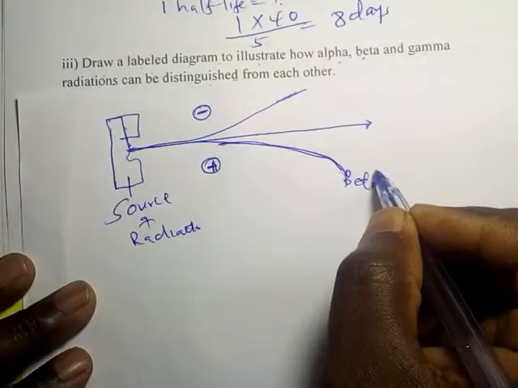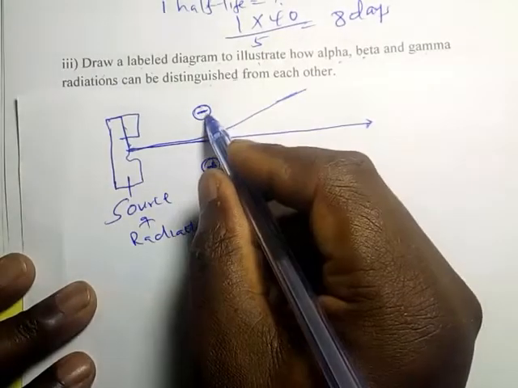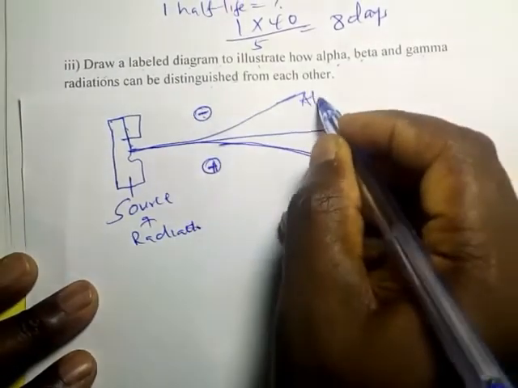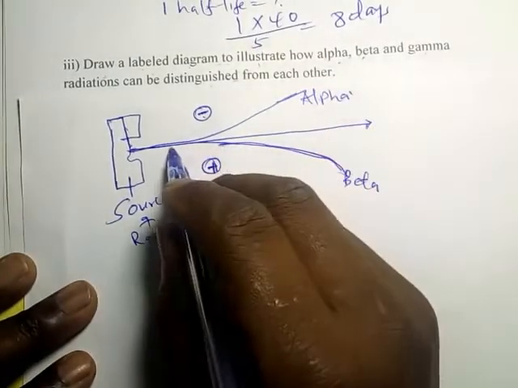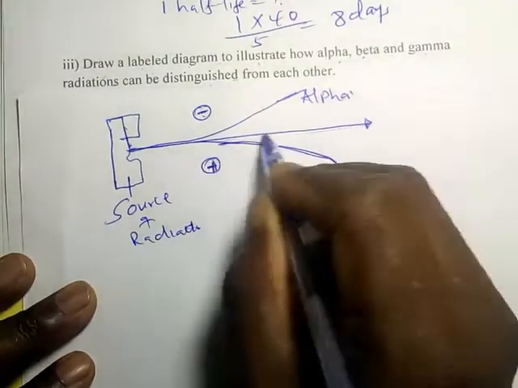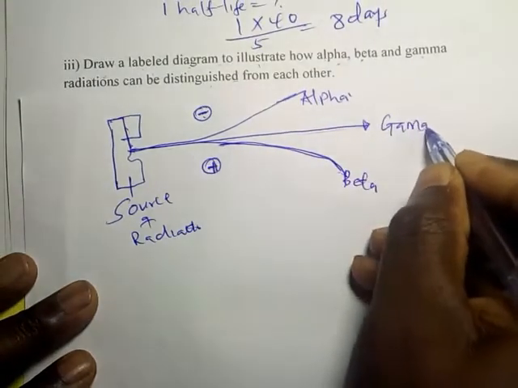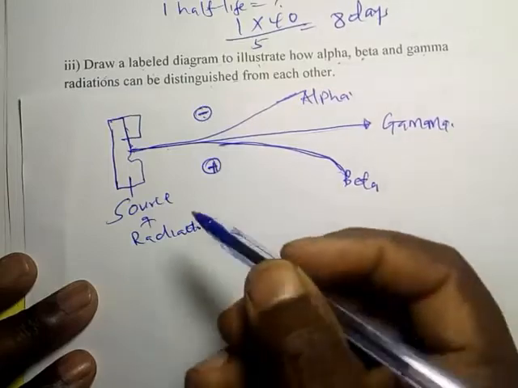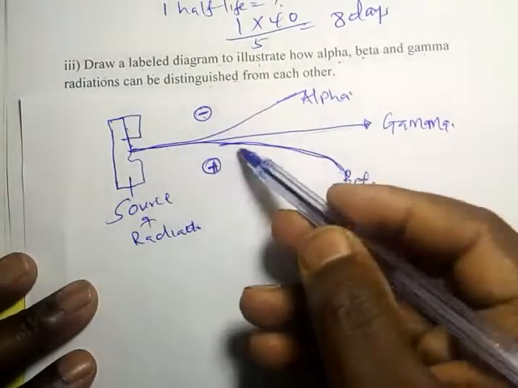Alpha is positively charged. It will be deflected towards the negative, and that is alpha. Gamma does not have any charge, so it will just go straight, and that is gamma. By drawing this, you have differentiated them.